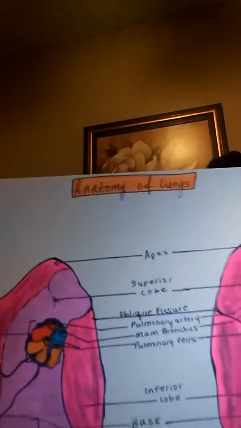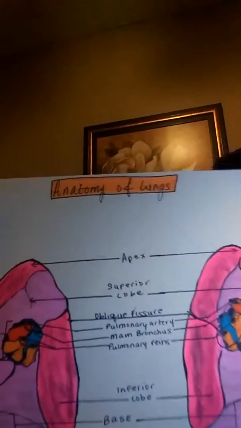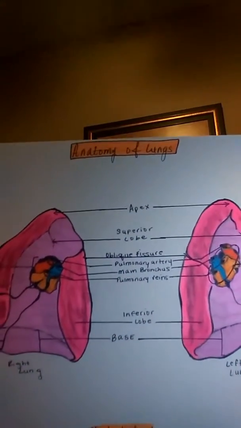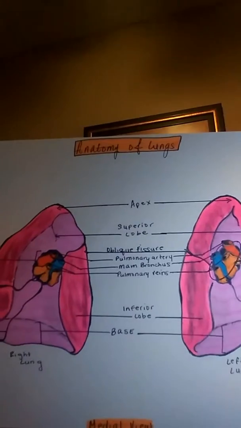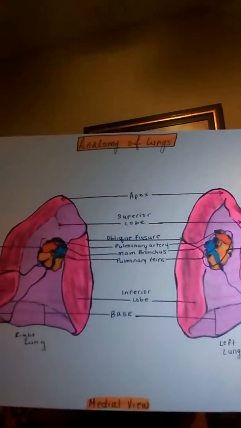So I'll be talking about the lungs, the location of the lungs, the anatomy of the lungs, and other key aspects of the lungs. So here's the picture right here. And in this picture, I have labeled the apex, the lobes, the fissures, the hilum, and the root of both lungs, along with the cardiac notch of the left lung.